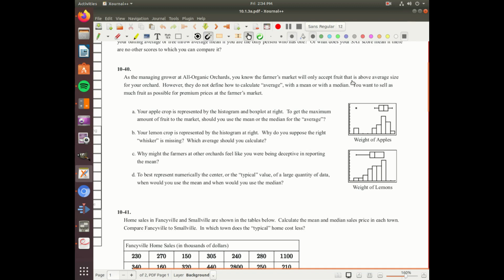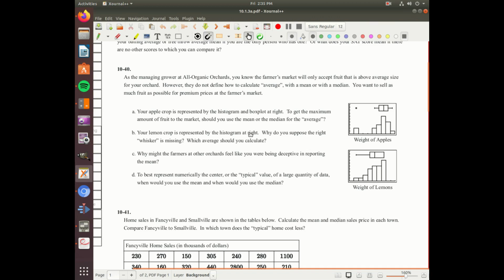So as the managing grower of All Organic Orchards, you know that the farmer's market will only accept fruit that is above average size for your orchard. However, they do not define how to calculate average, with a mean or with a median. Again, mean means you add them all up and divide by however many there are. Median means you count from the outside and work your way in until you get to the middle. So you want to sell as much fruit as possible for premium prices at the farmer's market. So obviously you're going to pick mean or median, whichever one will allow you to bring the most fruit.